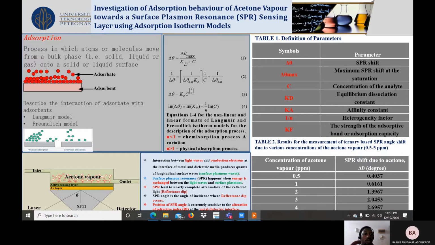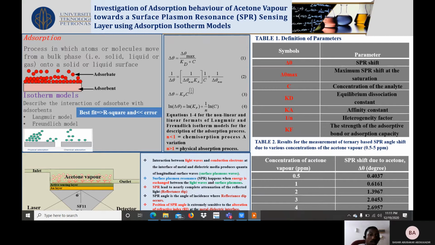First, adsorption. It is just a process in which atoms or molecules move from a bulk phase onto a solid or liquid surface. Usually, the material that adsorbs the analyte is what we call the adsorbent, and the analyte is what we call the adsorbate. This interaction mechanism is described by many different isotherm models, but the most prominent are these two: the Langmuir model and the Freundlich model. And these are the two types of adsorption behavior: the physical adsorption and the chemical adsorption process.